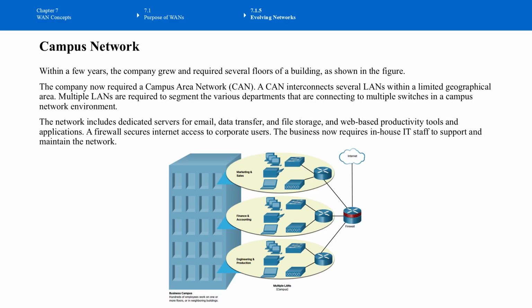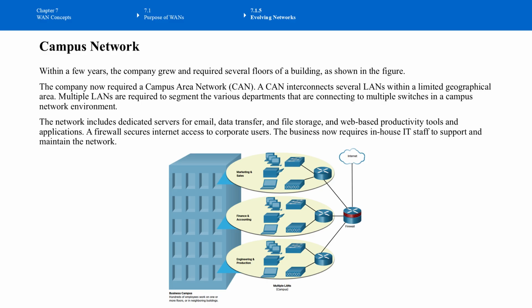Within a few years, the company grew and required several floors of a building. The company now requires a campus area network, the CAN. A CAN interconnects several LANs within a limited geographical area.